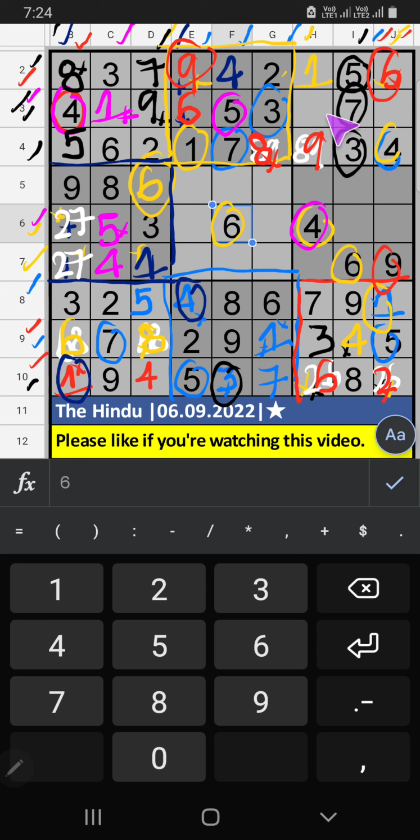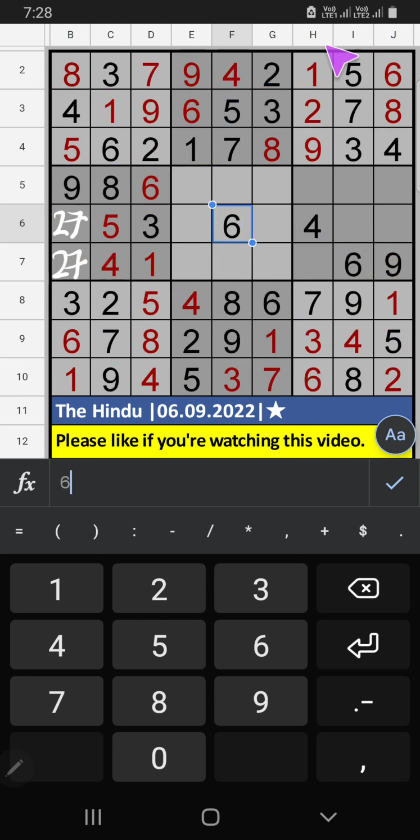3rd row, 2 numbers are remaining, 2 and 8. Column J, we have 2. So 2 can't come in the cell, 2 is confirmed here. Then 8 is here. Column H, 2 numbers are remaining, 5 and 8. 5th row, we have 8. So 8 can't come in the cell, 8 is confirmed here. Then 5 is here.